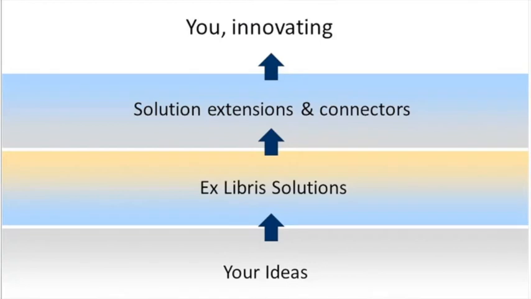The approach is basically 4 stages. We look at 4 principal areas. We look at the ideas that come from you, from the community. We look at our solutions, Ex Libris' solutions. We look at solutions extensions and connectors, so what we can add to what we have to provide better services, better value for money, and so on. And we also allow you as a library and the community to innovate, to do things on your own, to make developments and so on your own.